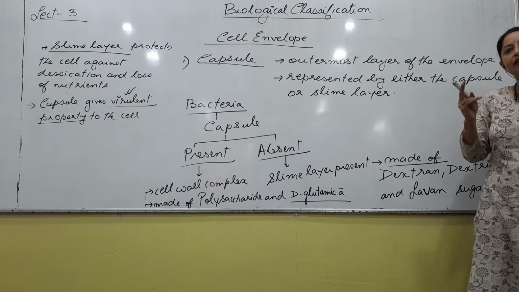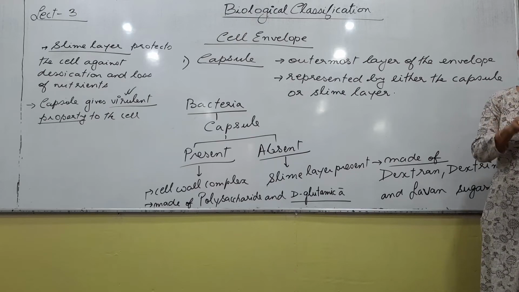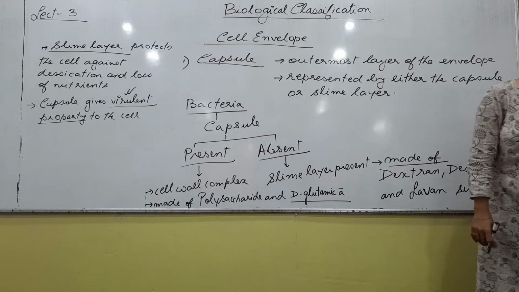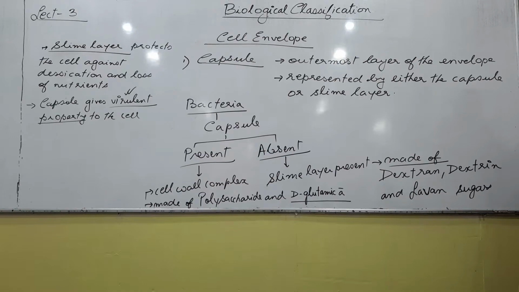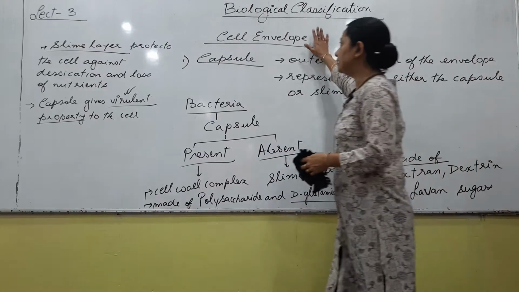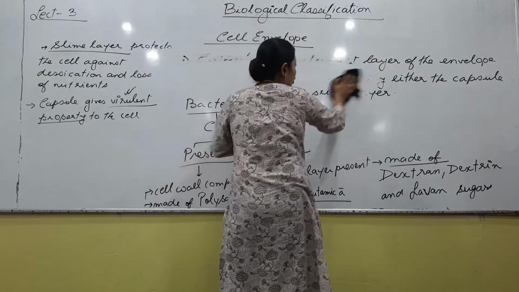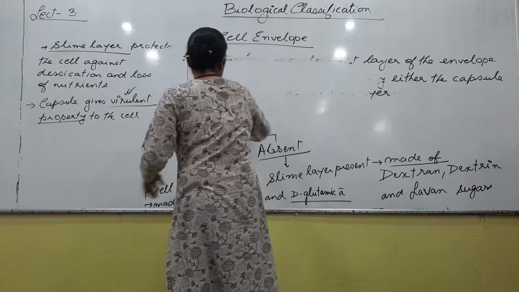Two points that you remember: capsule might be present, might be absent. If present, it makes the bacterial cell virulent. If this is over, the next layer we will see is the cell membrane. Cell wall a little later, write cell membrane.